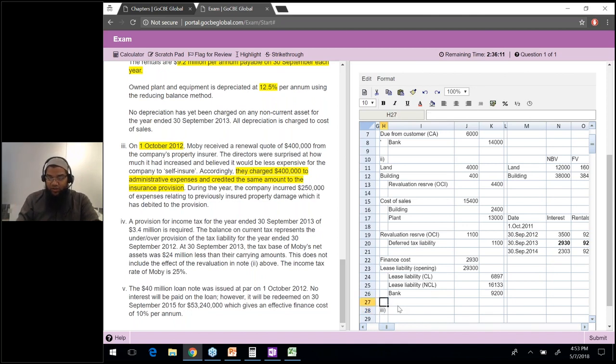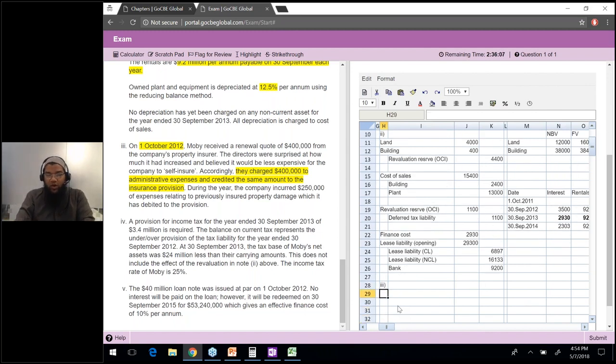So is it correct or not? It's not correct. When you are not insuring, why are you recording the provision? So what we will be doing, we will be debiting the provision back, provision for insurance, and we will be crediting the administrative expenses by what amount? 400.